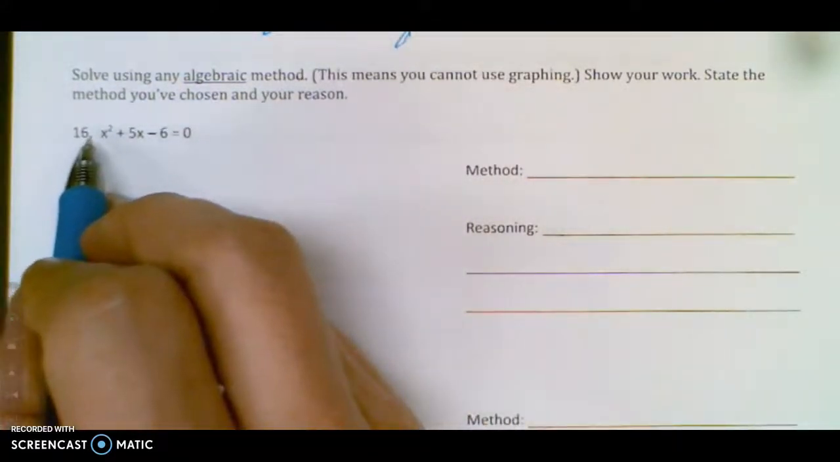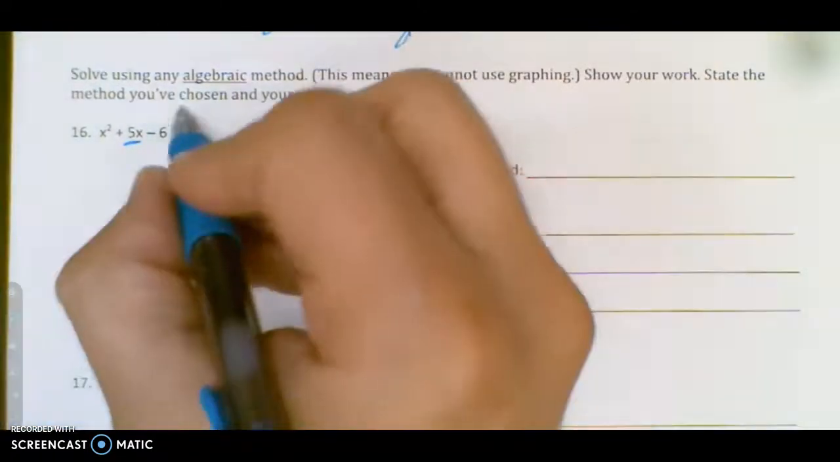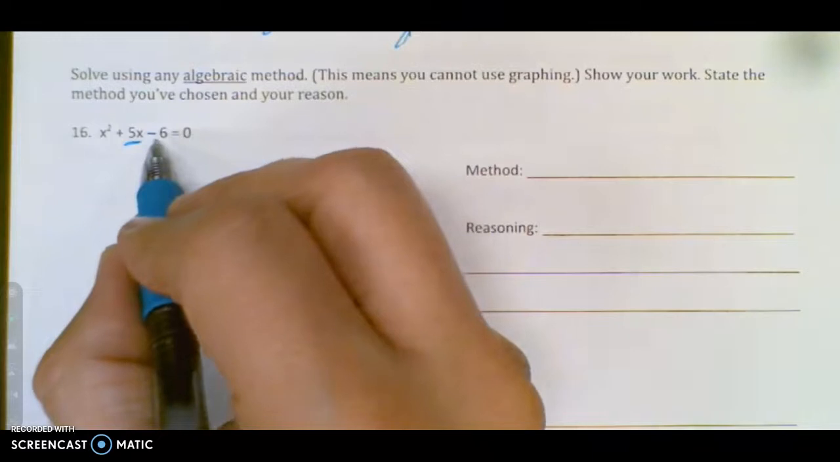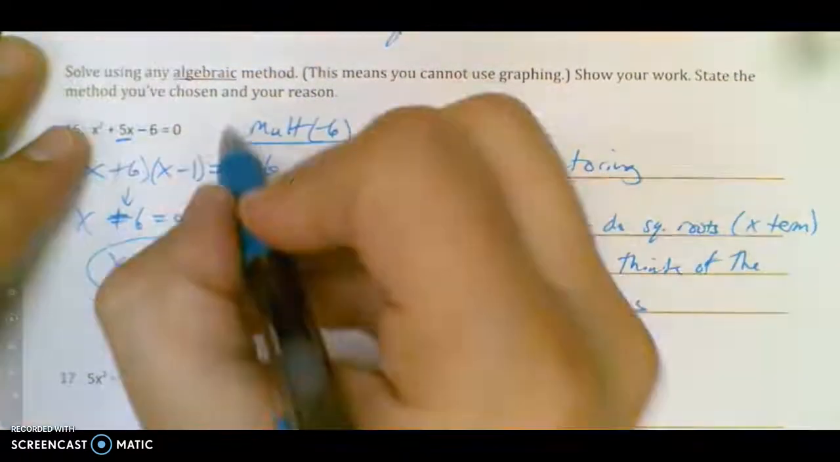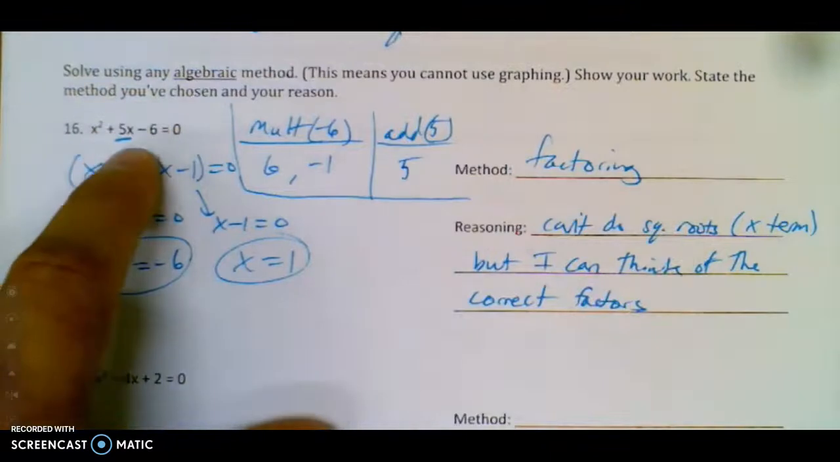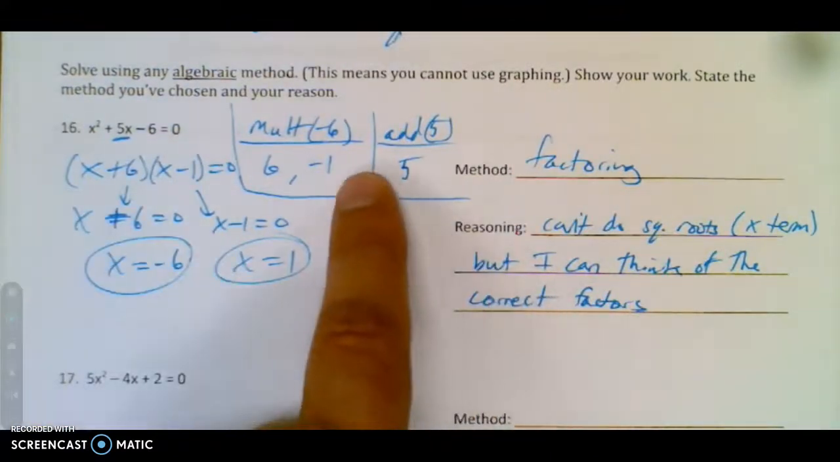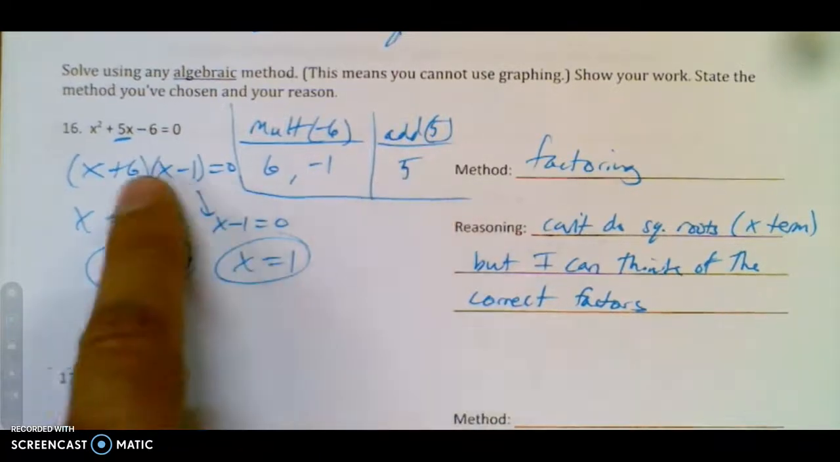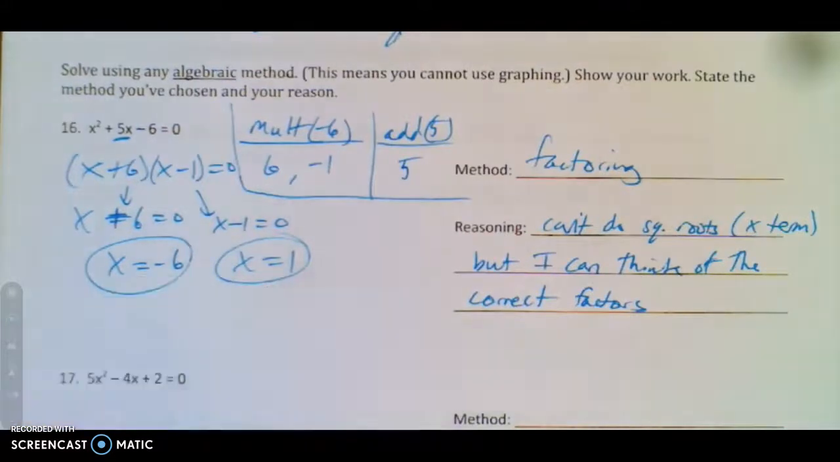When I look at this one, I see a middle term, so square roots won't work. I check for factoring. Can I think of 2 numbers that multiply to make negative 6 and add to be 5? Yes, I can, so I'll do that. Let me pause here. So I chose factoring because I can't do square roots due to that 5x there, being a middle term. I could think of numbers that multiply to negative 6 but add to be 5, and when I do, I get my 2 answers of negative 6 and positive 1.